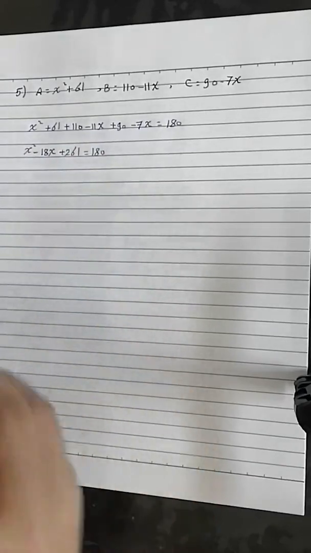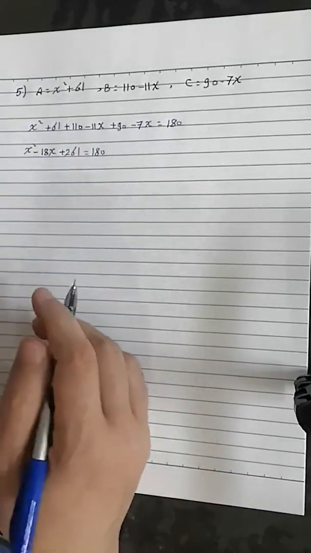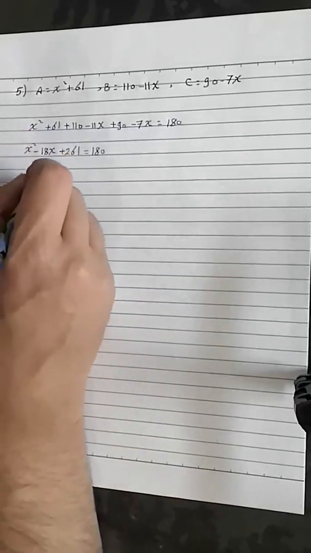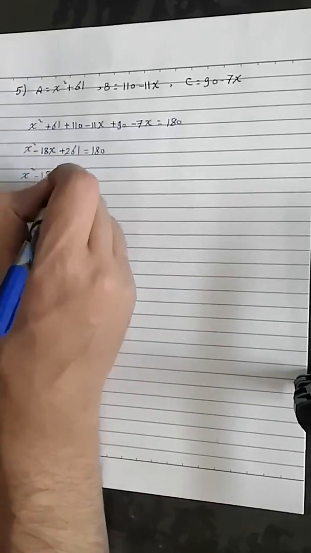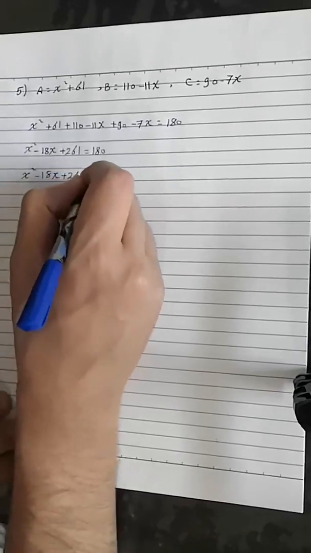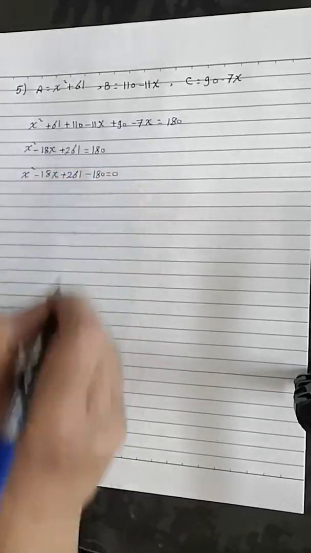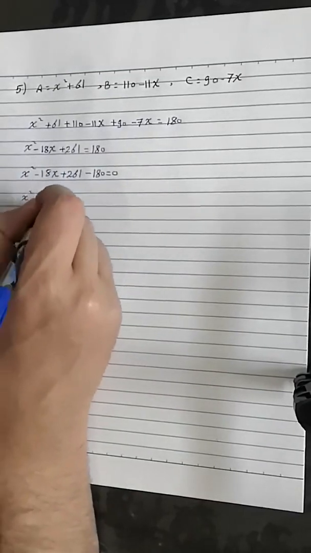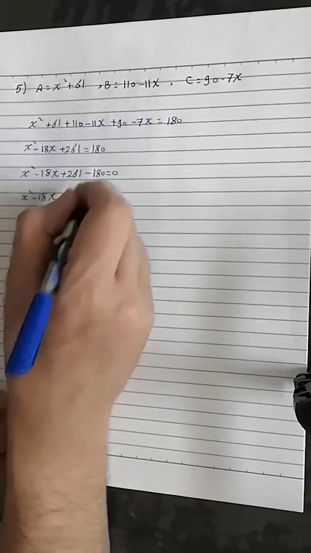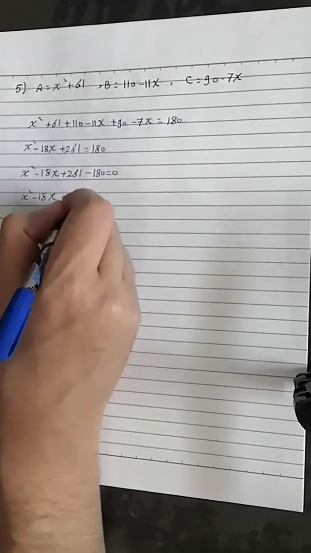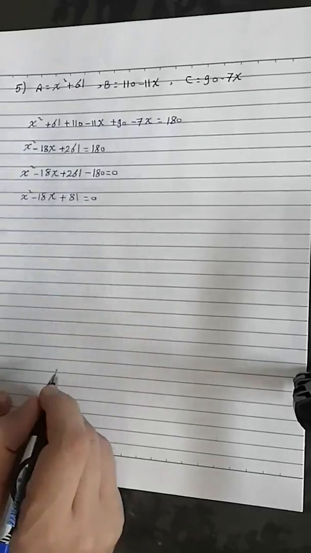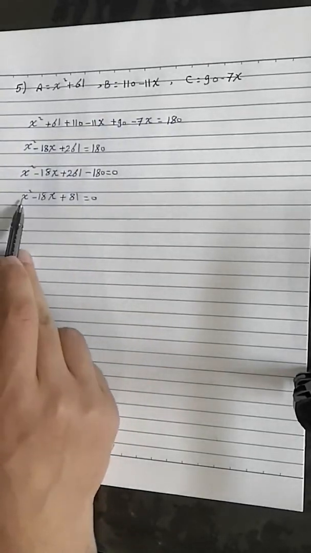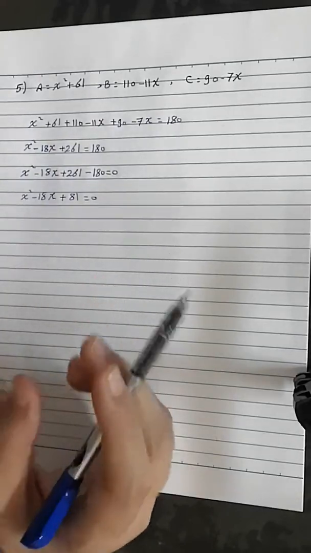We have to put all of the values on the same side. So I'll put them on the left hand side. So it will be x squared minus 18x plus 261 minus 180 equals 0. X squared minus 18x, 261 minus 180 equals 81. This is 81. It's a square number. X squared is a square number. Let's see if it's a perfect square or not.